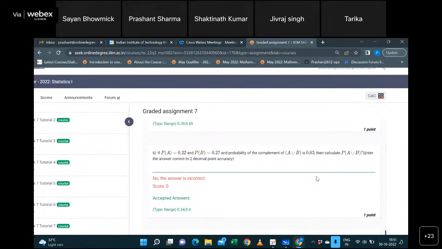Is it clear for everyone? Yes, sir, it is clear. Here there is no need of these two. So it's just 1 minus that union value.